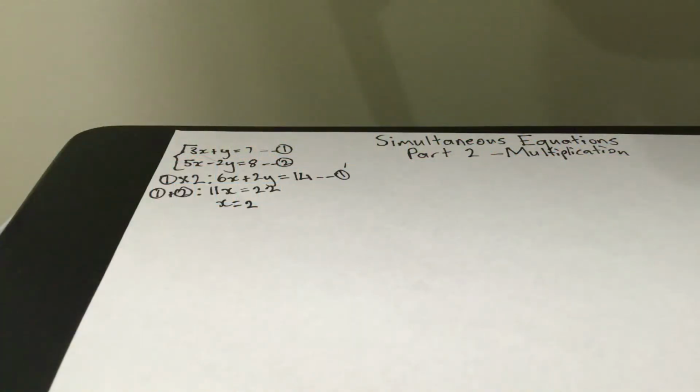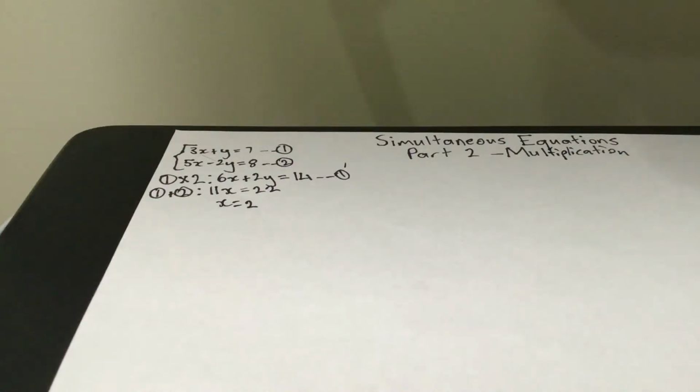Today we'll be learning about simultaneous equations. This is part 2 of simultaneous equations involving multiplication. As you see, I've put up the equations 3x plus y equals 7 and 5x minus 2y equals 8.